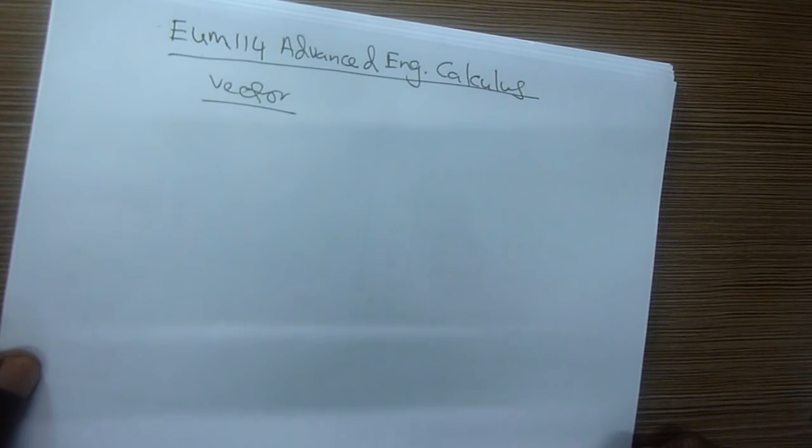In order to access my course, my enrollment key is EUM114A. You are required to enroll into my course, Dr. Shiva Kumar, in e-learning, and the enrollment key is EUM114A. Please refer to our main page, EUM114 Advanced Engineering Calculus in e-learning, and you will get all this information from there.